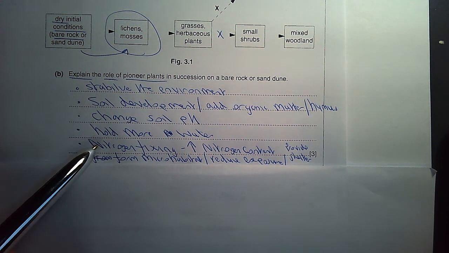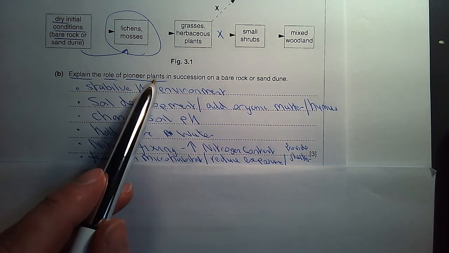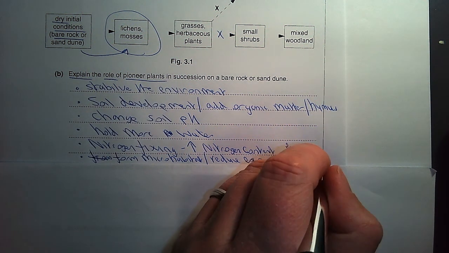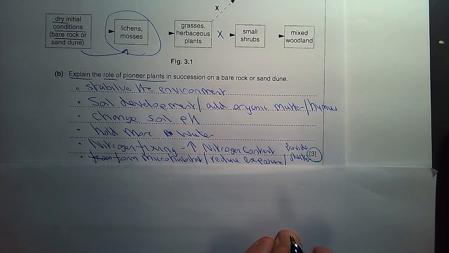So there's 6 marking points there where you can explain the role of pioneer plants in succession. You'd need 3 of those for 3 marks.